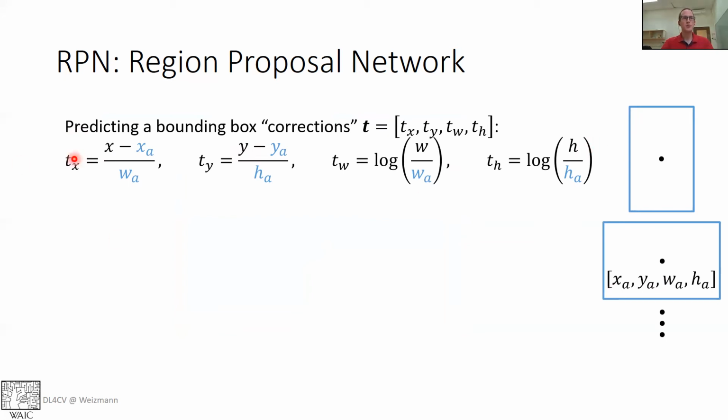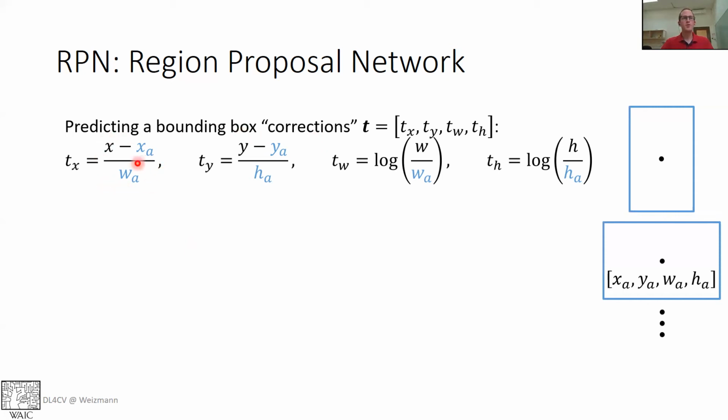So what we are going to learn, we are not going to predict the x, y, w, and h directly. We are going to predict these corrections. So this is what enables us to make predictions that are dependent on the anchors. And we don't need to learn the location of the bounding box. The network doesn't need to learn it from scratch. It only needs to learn how to correct the anchor to best fit the object. And we only use anchors that are close to the object. So all these corrections should be quite small.